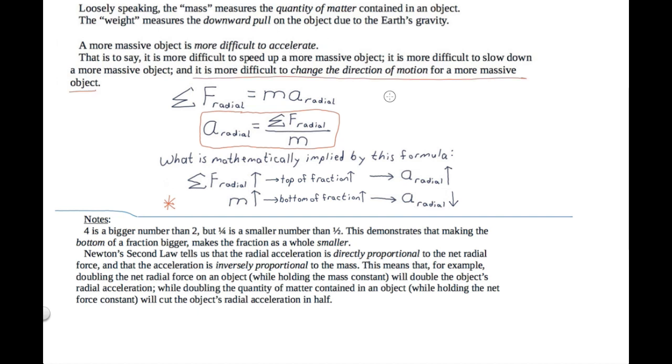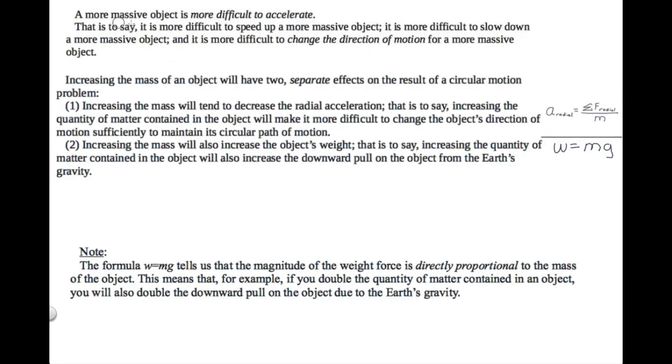To be more specific, for an object moving in a circle, we've confirmed that the more massive the object is, the more difficult it is to change the object's direction of motion sufficiently to maintain its circular path of motion. A more massive object is more difficult to accelerate. But, of course, a more massive object will also experience a greater downward pull from the weight force. So, increasing the mass of an object will have two separate effects on the result of a circular motion problem.